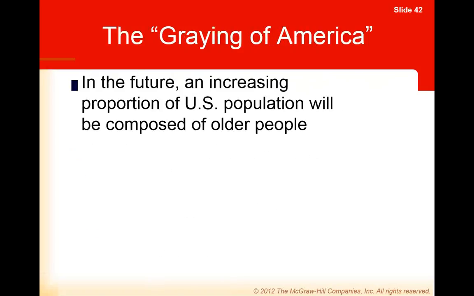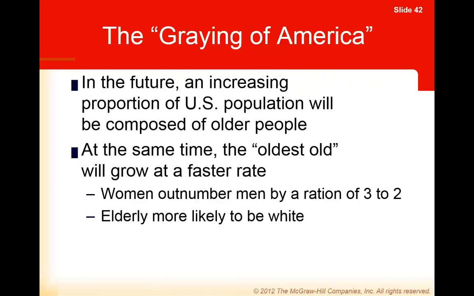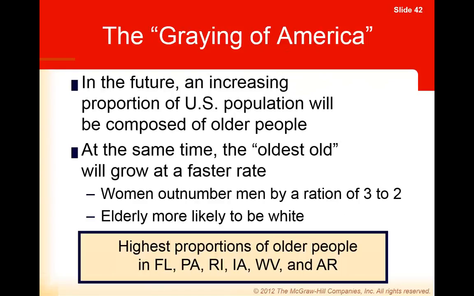So, the graying of America. Right now, our population is approximately, I want to say, 35 years of age. By 2025, it will be 41 years of age. And so we're seeing an increasing proportion of the U.S. population composed of older people. And at the same time, the oldest old will grow at a faster rate as we extend life expectancy out. So we'll see that happening too.